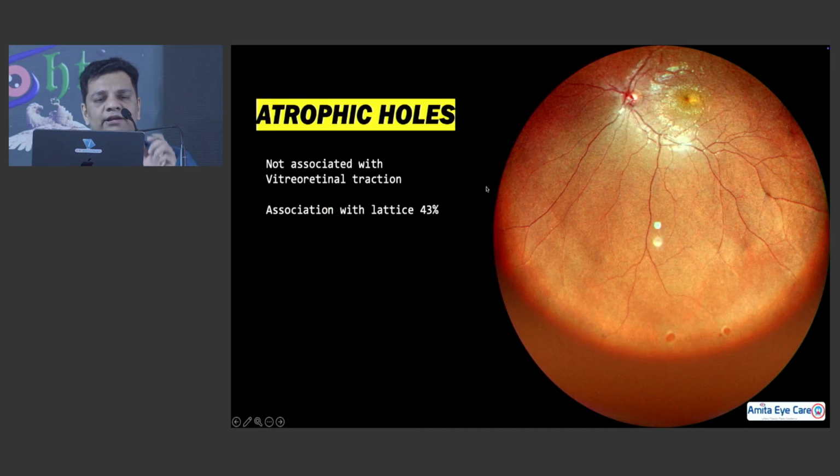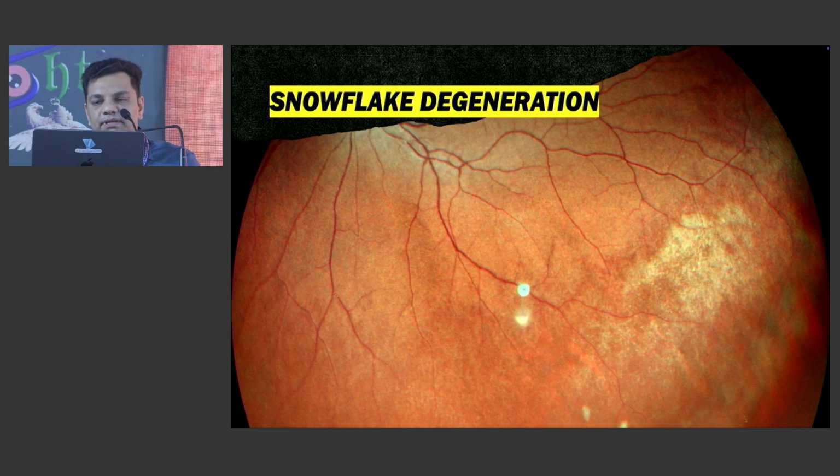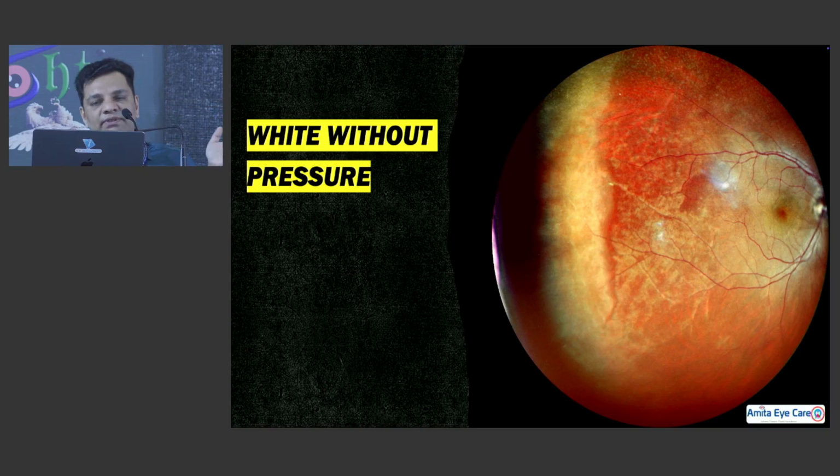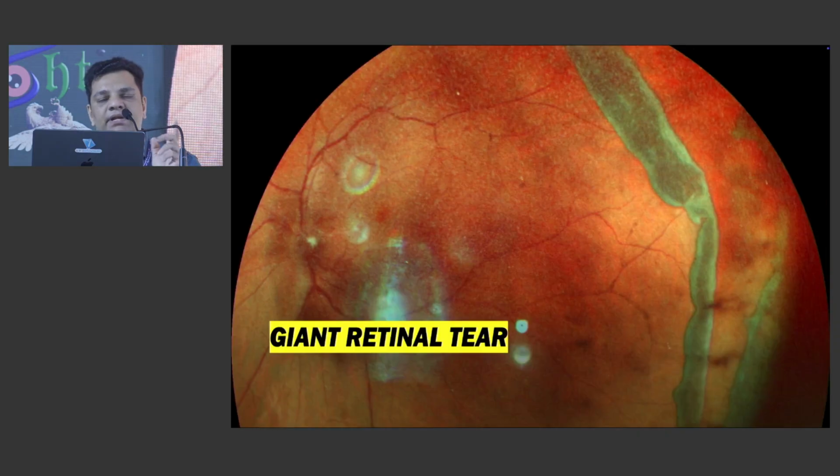So next are some of them atrophic holes. They are not associated with vitreoretinal traction, but they can be present with lattice. Now it is always questionable whether to observe these patients or whether to laser them, but atrophic holes can be observed and closely followed up. But if the patient cannot follow up, then you might as well give them an option of lasering these holes. Next, snowflake degeneration can also present, no requirement for laser here, and white without pressure also as a peripheral retinal degeneration. Here again there is no requirement for laser, but however white without pressure can predispose to giant retinal tears, and such patients also need to be closely followed up and observed.